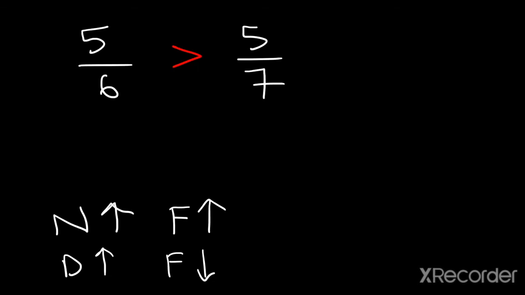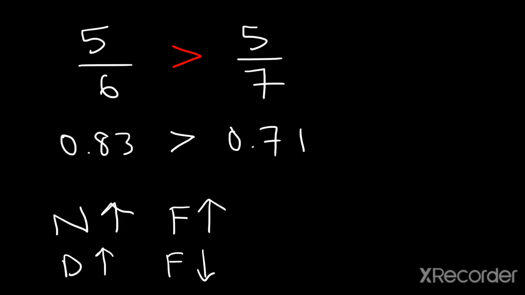Now, there are different ways to confirm this answer. One way is by converting the fractions into decimals. If you type 5 divided by 6 into your calculator, you should get 0.83. The 3 is repeating, but I'm going to round it to the nearest hundredth. If you type in 5 divided by 7, it will give you 0.71. So 0.83 is greater than 0.71. Therefore, 5 over 6 is greater than 5 over 7.